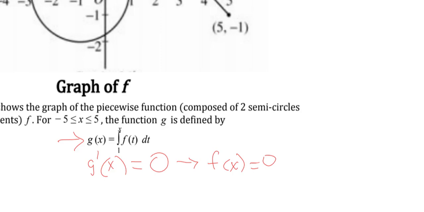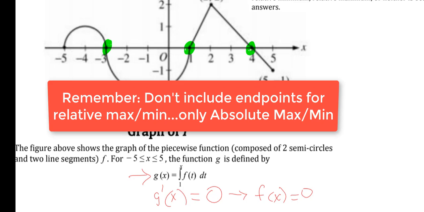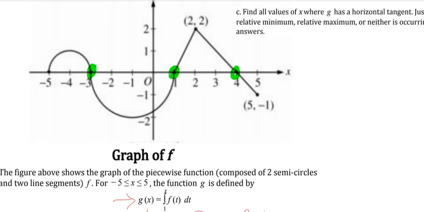So if I look on my graph, that's going to occur at several different spots. I can see that it is going to occur at -3. I can see that I'm going to have a y value of 0 here at 1 and also here at 4. So those are where my horizontal tangents are. The next part says, do we have a max? Do we have a min? To analyze that, we're just going to look at what happens to the y values on each side of those corresponding x values.